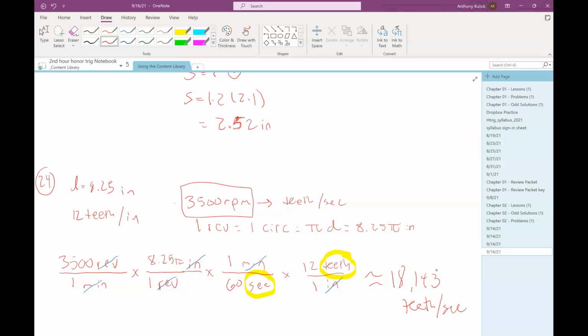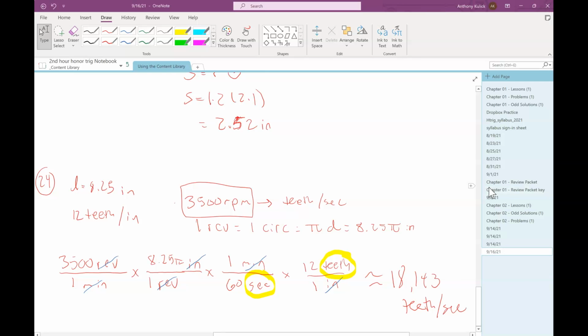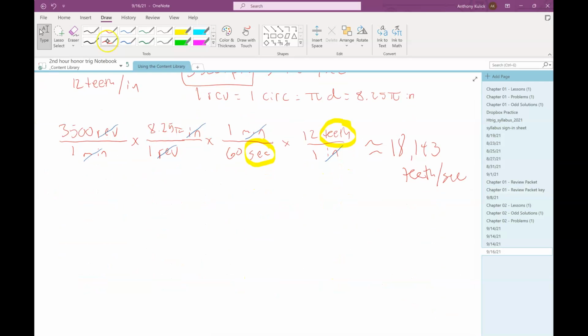Natalia. Okay. So the easiest way to do this is to just let your calculator handle the majority of the work.